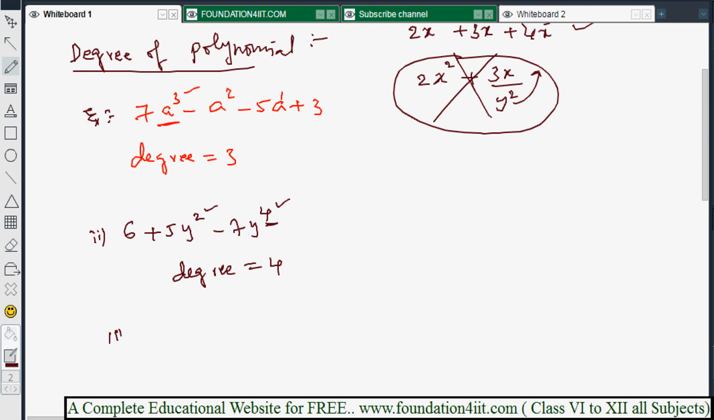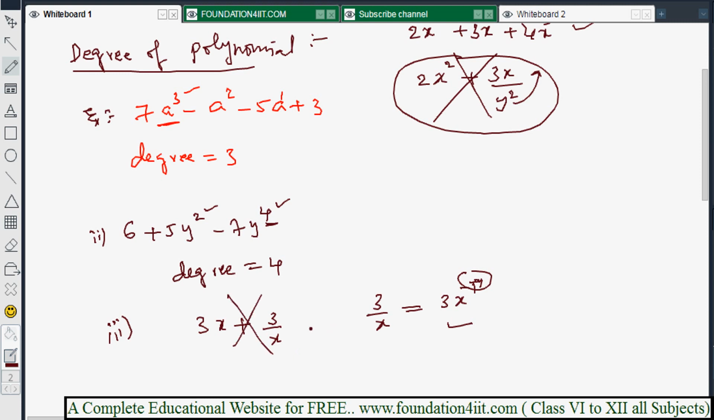I'll give you an example, you check whether it's a polynomial or not. If I take 3x plus 3 by x, it is an expression but not a polynomial, because it contains a term, namely 3 by x. This 3 by x I can write as 3 into x to the power minus 1. So the power is a negative integer, minus 1. That's why it's not a polynomial, so you cannot find the degree for that.